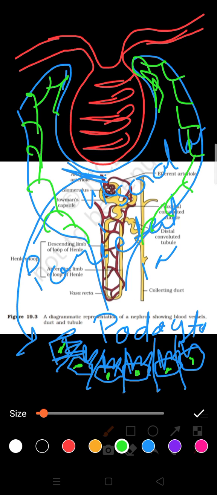Okay, now come to the next point. In the cavity of the Bowman capsule, a group of 50 capillaries is present. 50 capillaries are present in the glomerulus, and it has very minute pores, children, which are known as the fenestrae.